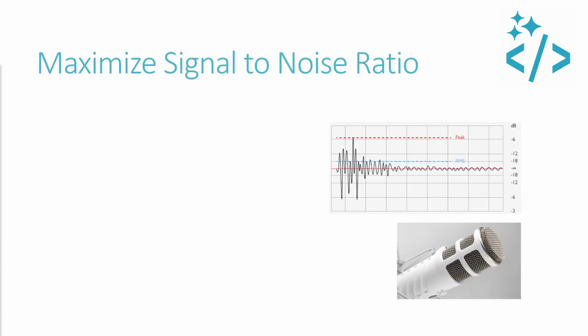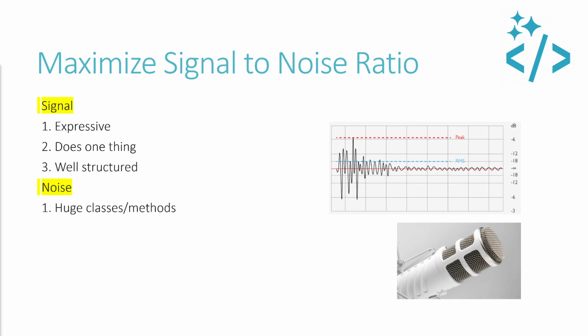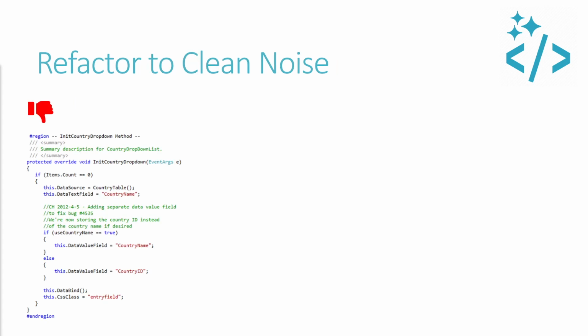We talked about maximizing the signal to noise ratio. Some things are okay and create good signal: the code should be expressive and do one thing, so methods and classes are related and well structured. Then the noise, something which makes the code uglier, includes huge classes and methods, repetition, no white spaces where they are needed for readability, or zombie code, so code which doesn't belong in that place, for example commented out code or code which is not called at all.